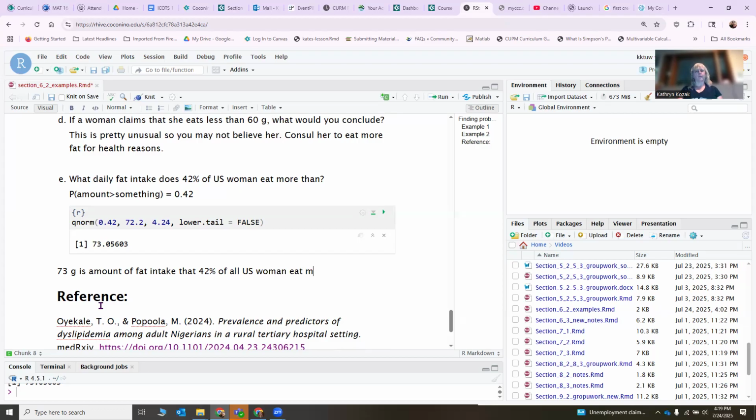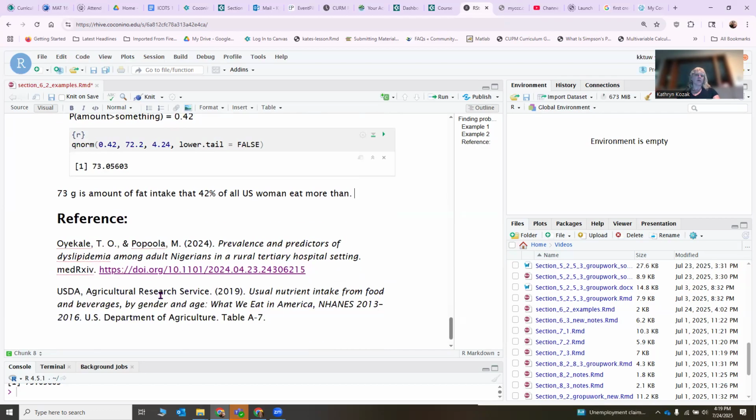Now, remember, we weren't sure we had a normal distribution, so these answers are just approximates, but hopefully close to what we think. This is real data that was gathered, so I just wanted to give you the references for it.